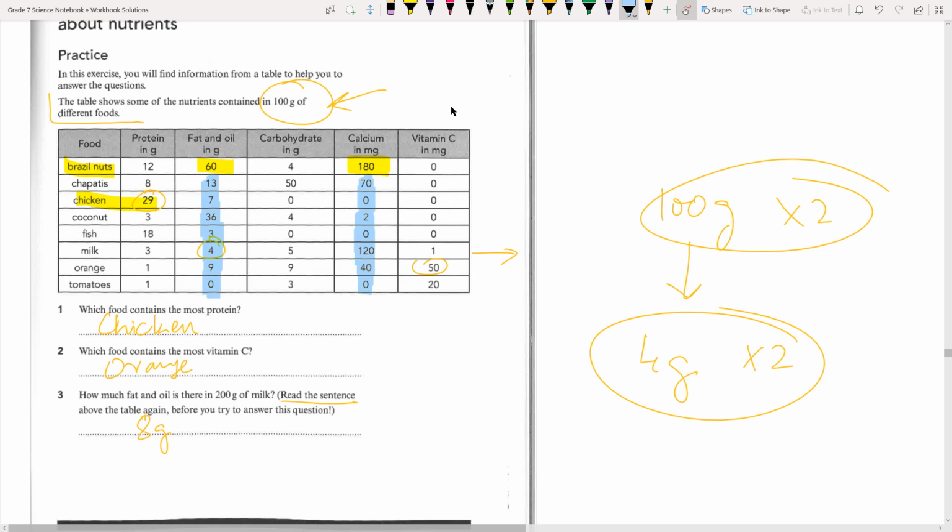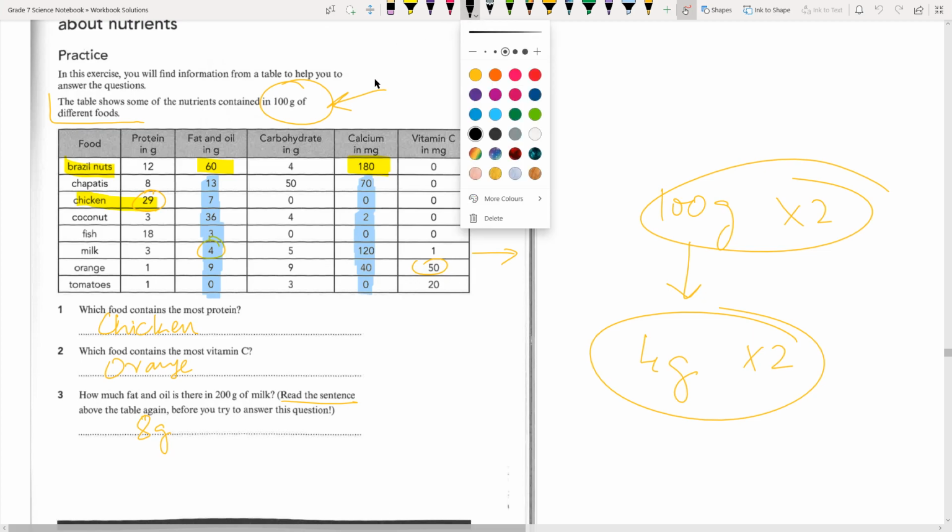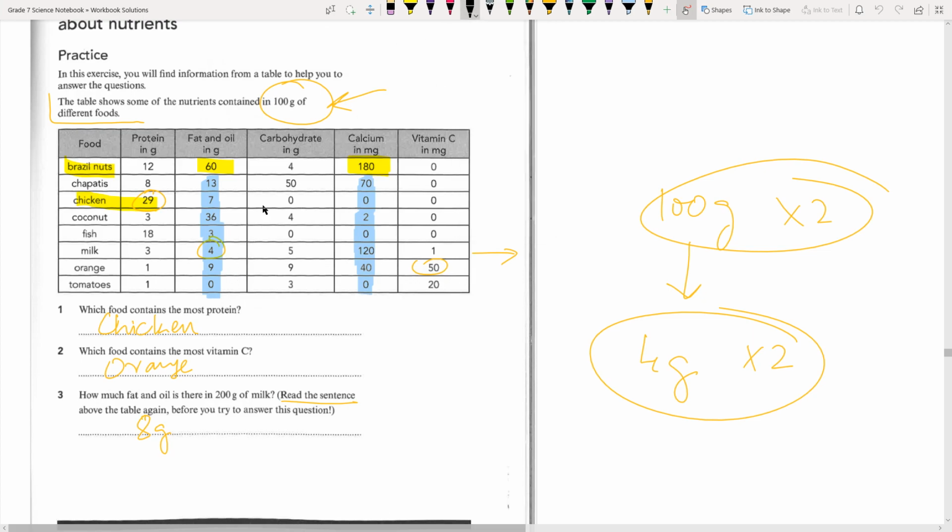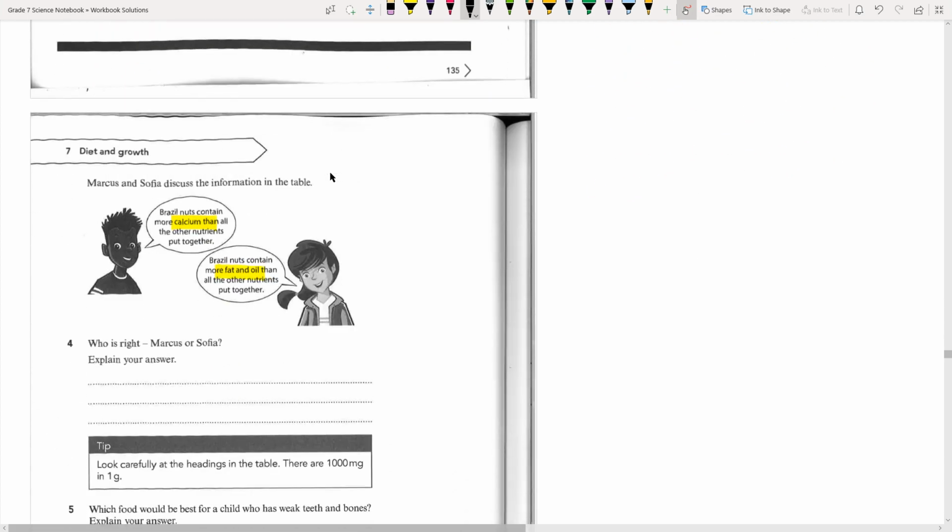So it would be 13 plus 7 plus 36 plus 3 plus 4 plus 9. That makes up to be 72, which is greater than 60. So the first one is wrong. Now for the second one, it will be 120 plus 40 plus 70 plus 2. So that makes it 232. Now let's go to the question again.